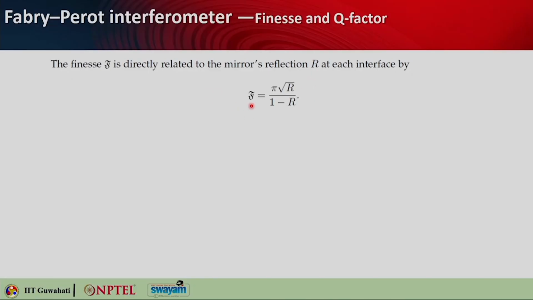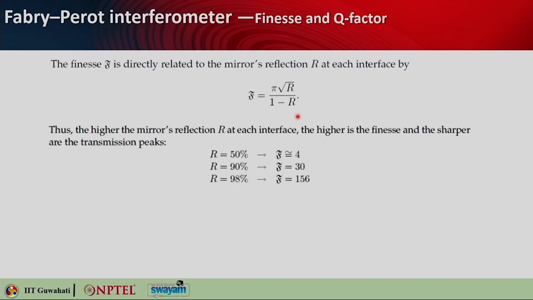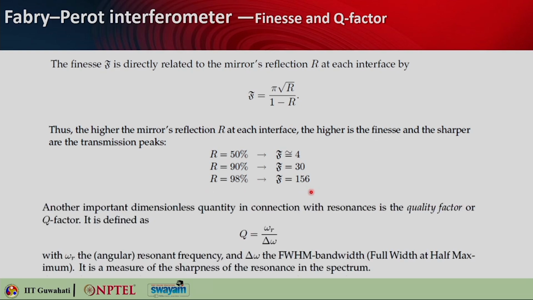The fineness factor is given as pi square root of r over 1 minus r. So, you can see the higher the mirror's reflection at each interface, the higher is the fineness, it means the sharper will be the transmission peak. Sharper peak means you will get a very good quality, filtered output.